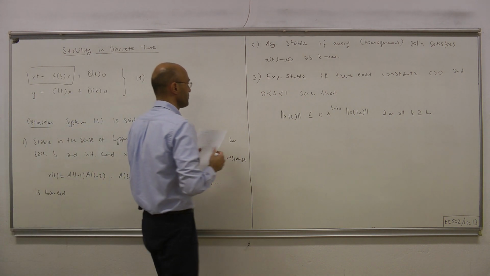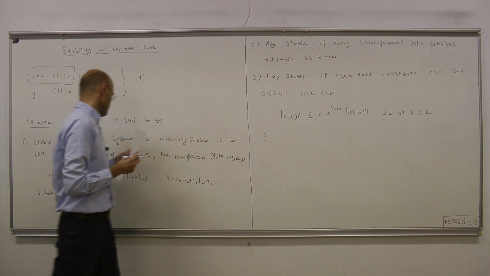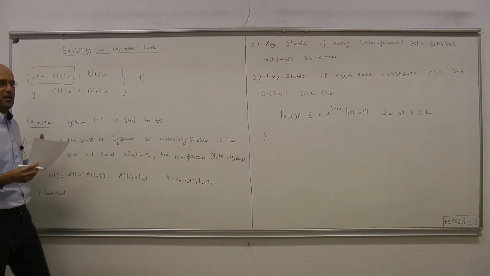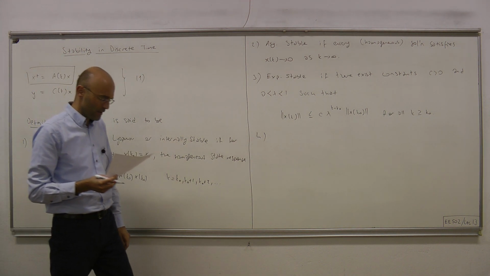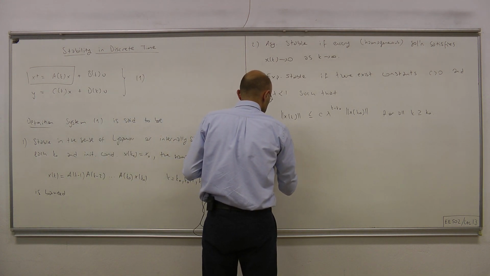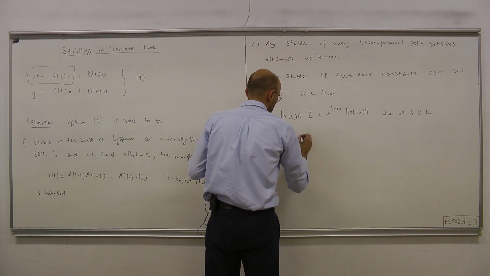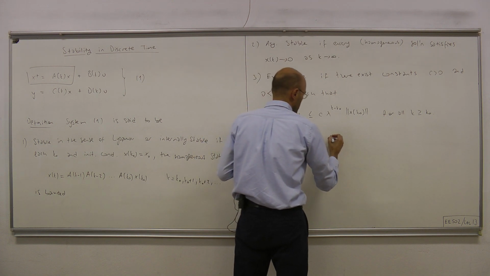And finally, if the first condition is not satisfied, the system is said to be unstable. So a system is unstable if not stable.